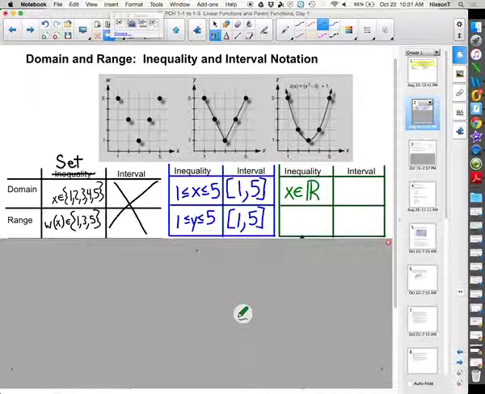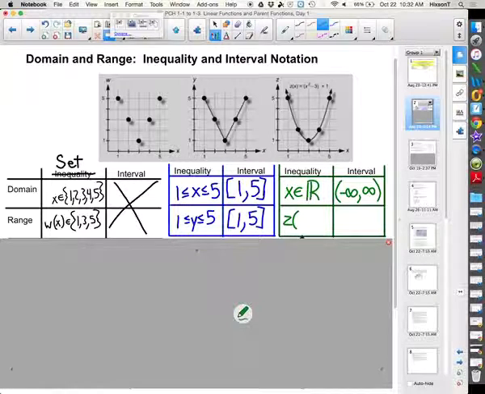Now, as an interval, how would we write that? Negative infinity to positive infinity, and what do we use? Parentheses, because you can't equal infinity. You can only approach infinity. It's not a value that you can actually equal, so we use parentheses.